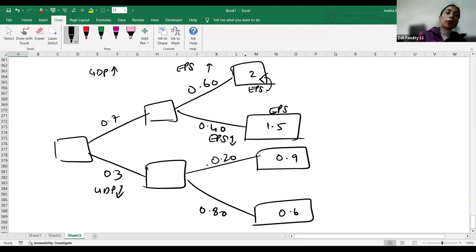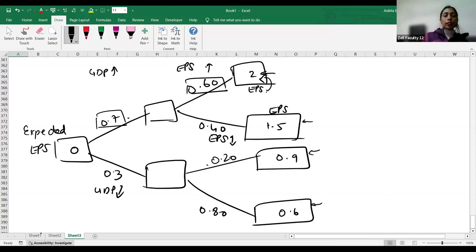The probability that GDP will increase is 70%. The probability that EPS will increase is 60%. And if EPS increases, then the EPS is 2. Similarly, I told here EPS is 1.5, here 0.9, and here 0.6. Now I want to know what is the expected EPS as of today? As of today, what is the price of EPS? That is what I want to calculate.